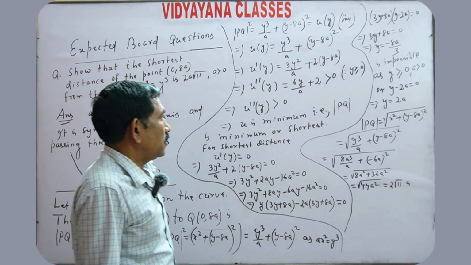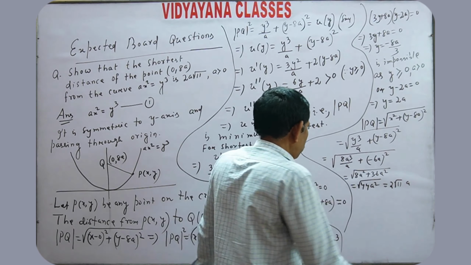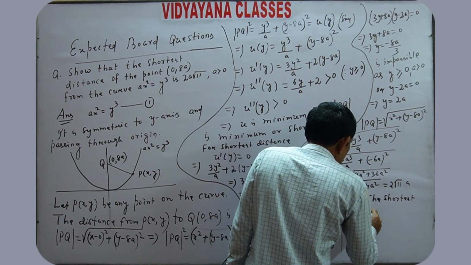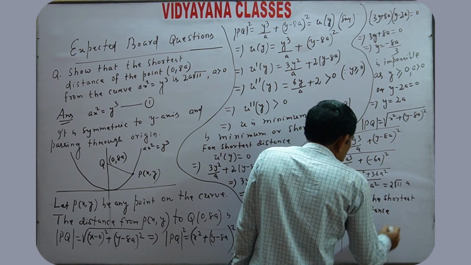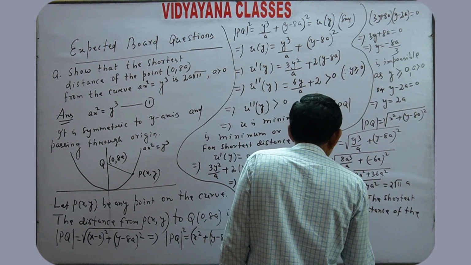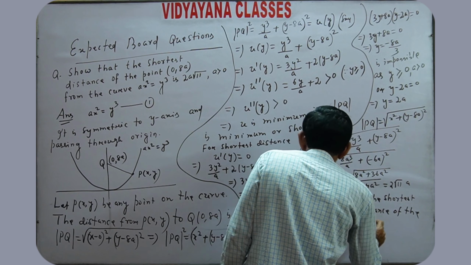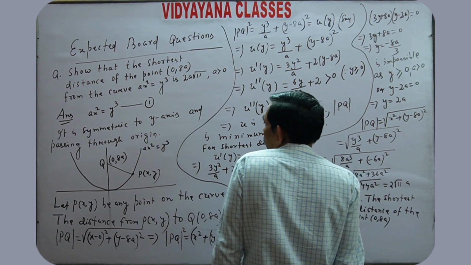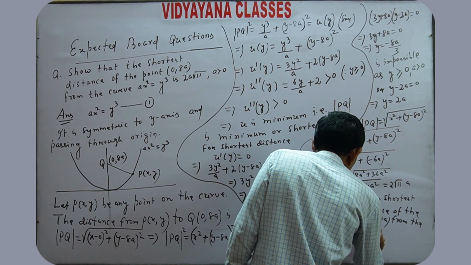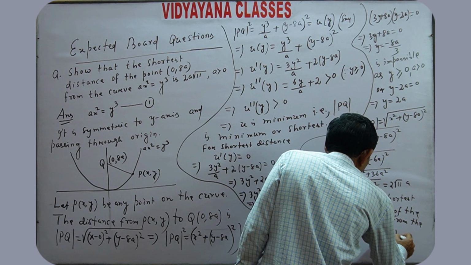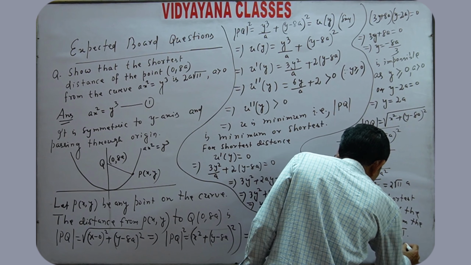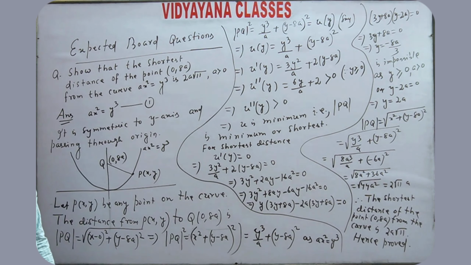Here, the minimum distance between P and Q is therefore the shortest distance of the point (0, 8a) from the curve, which is 2a√11. Hence proved. Clear?